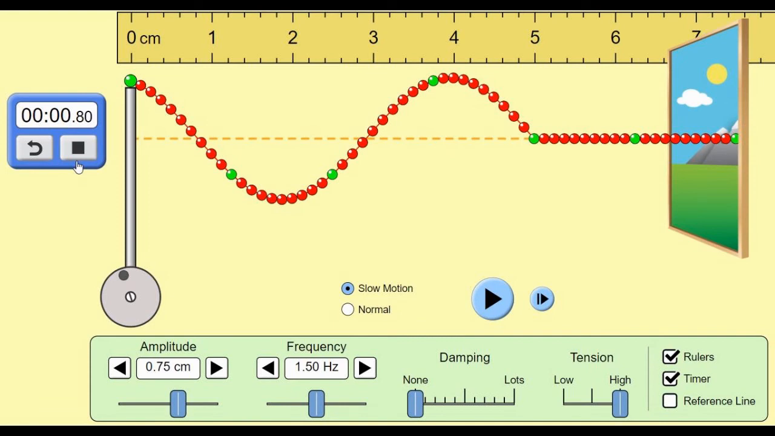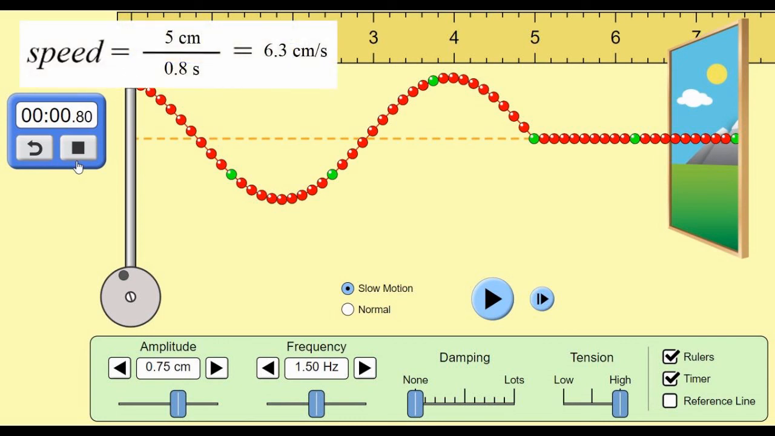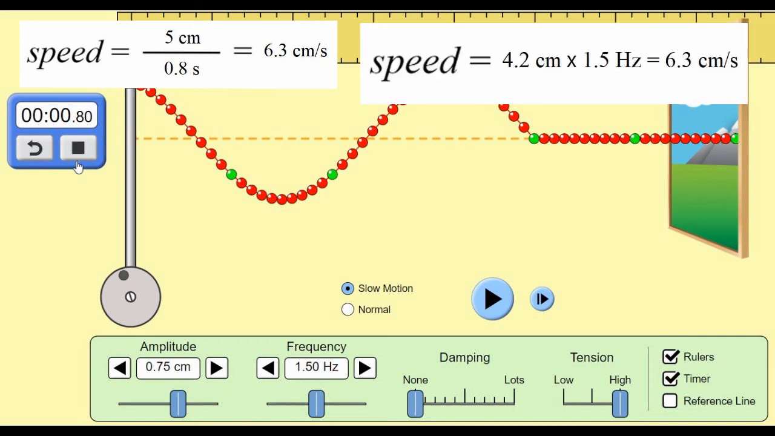Okay, last thing we'll do is just check that that equation gives us the same result that we got when we calculated the speed of this wave earlier. Using the equation speed equals distance over time, we calculated the speed of this wave as 6.3 centimeters per second. But now if we measure its wavelength, which is 4.2 centimeters, and we have its frequency of 1.5 hertz, we can put those values into the wave speed equation. So wave speed is equal to 4.2 centimeters times 1.5 hertz, and that gives us the same answer, 6.3 centimeters per second.